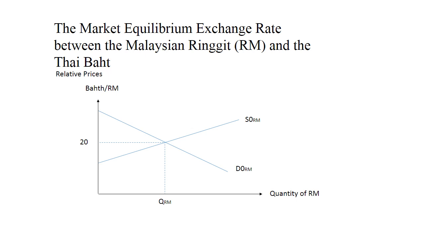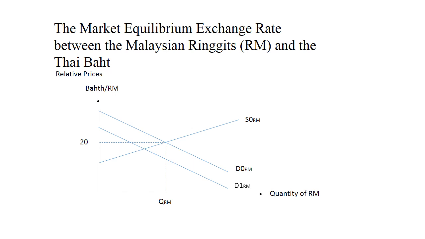This will lead Thais to be more likely to buy local goods that are relatively cheap. Therefore, the demand for Malaysian ringgits will fall, causing the demand curve to shift from D0RM to D1RM.